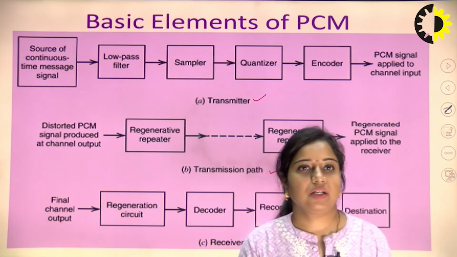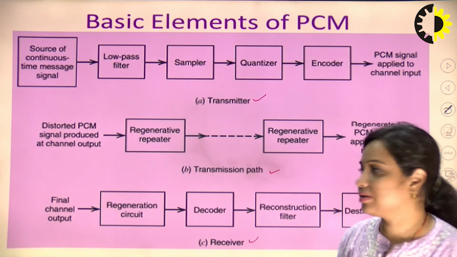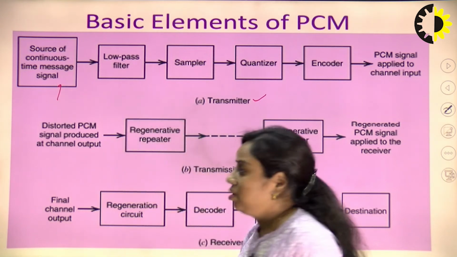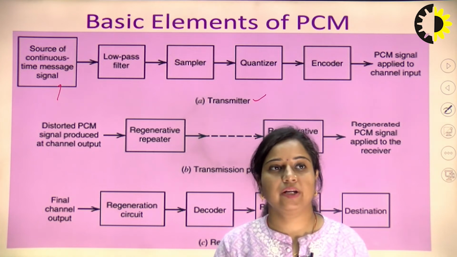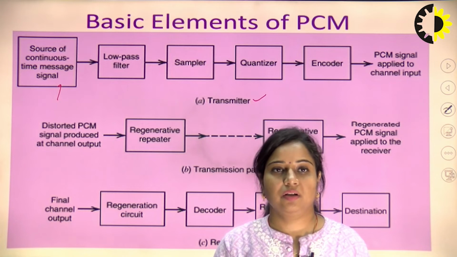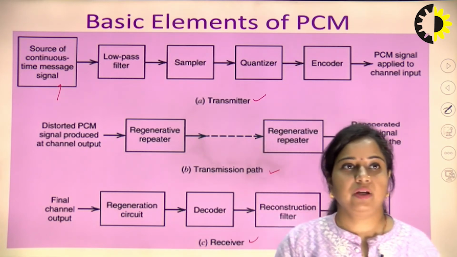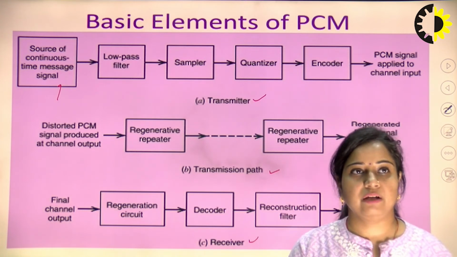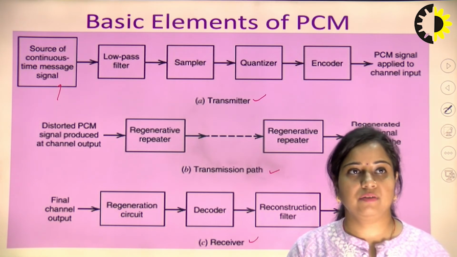So, the first case, the transmitter, is divided into several blocks. The first block is the source of the continuous time message signal. This is the actual source which is going to generate the information that you want to transmit, that you want to modulate with the use of pulse code modulation. It is basically a kind of analog information; it can be your voice signal, a text message, or any kind of signal we can consider.